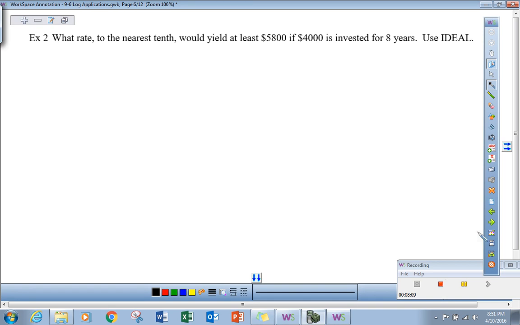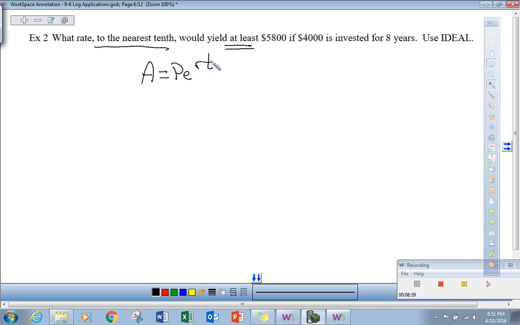It says, what rate to the nearest tenth would yield at least, keep in mind that number right there, guys, at least $5,800 if $4,000 is invested for 8 years. We're assuming continuous growth today. So come off to the side. I know I'm using this formula again, continuous growth model.